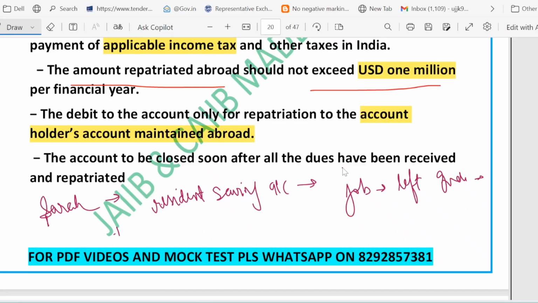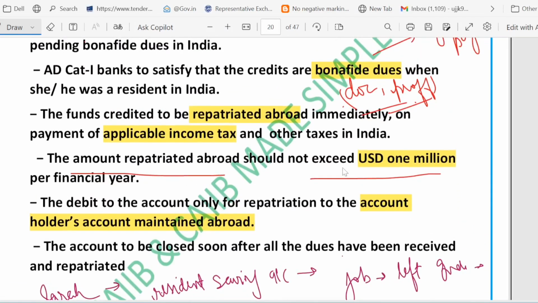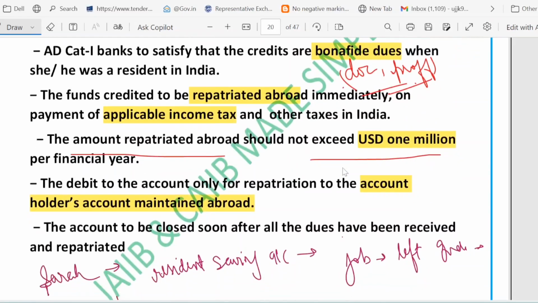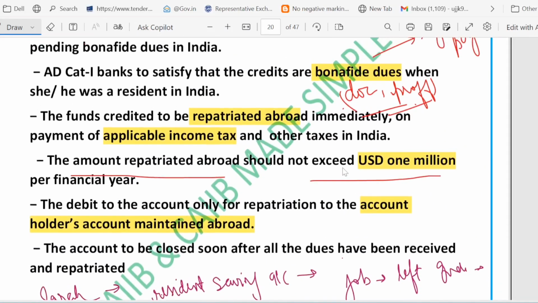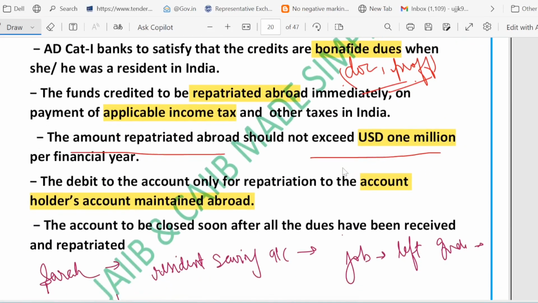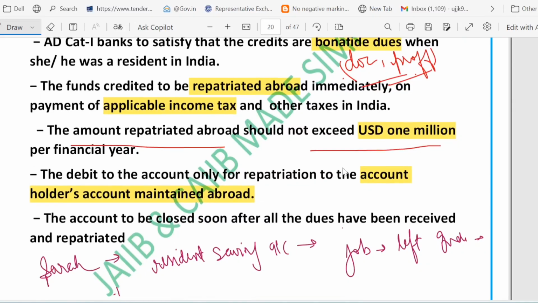So what I told you: redesignation means a resident account can be converted to an NRO account to collect the pending bona fide dues. Then bank check: the AD Category 1 bank must satisfy itself that the credits are bona fide dues, meaning proof is required. Then I told you that you should pay the tax first, which means funds are repatriated only after applicable Indian tax and dues are paid.